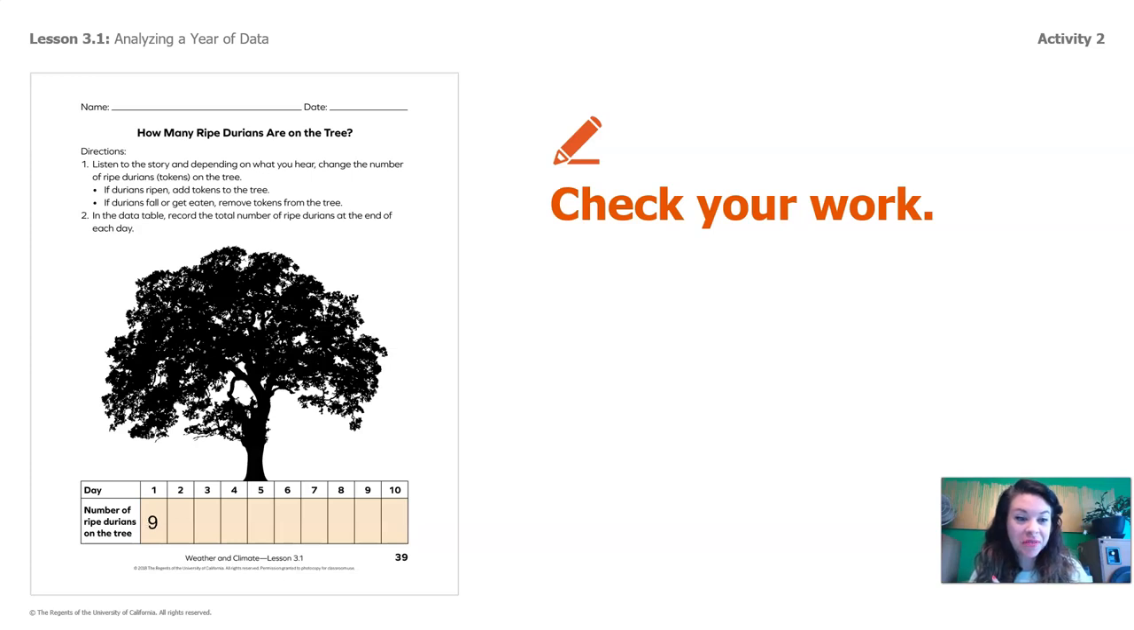Check your work. On day 2, there should be 14 durians. So at this point, I want you to pause, make sure you're together with me, and on your tree, make sure that you have 14 different little pieces, whether you're using beads or beans or whatever you're using from around your house. Make sure there's 14 of them on the tree.